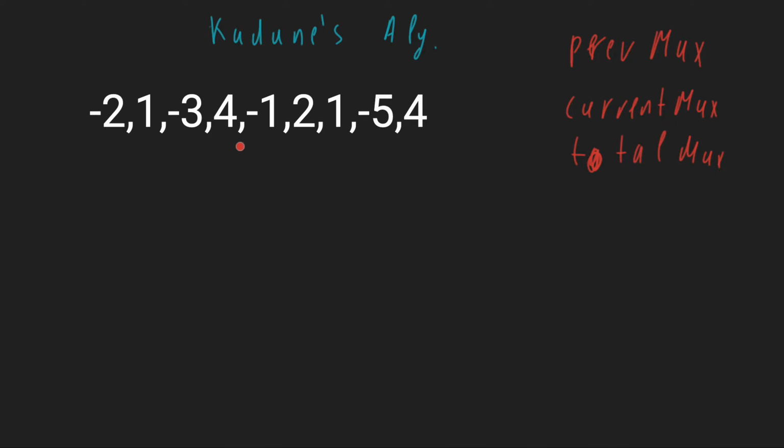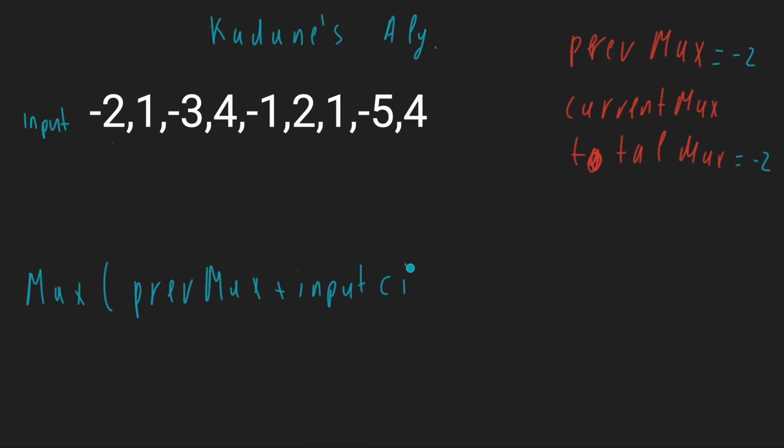total max. So let's start with the first element. Our previous max, we are going to set to -2, and the total max we are going to also set to -2. And we are going to start from the first element. So for the first element, at each step, we are making a decision. We are taking the previous max plus input I, or input I. And we are taking that as our current max.